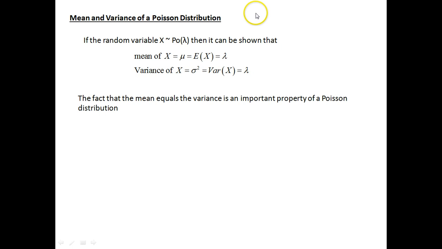Now the mean and the variance of a Poisson distribution, it can be shown that the mean is the same as the parameter. So the mean mu is lambda, and also the variance is lambda. And the fact that the mean equals the variance is an important property of the Poisson distribution. That's why most of the questions say with the mean of instead of with the parameter of. So the mean is lambda.